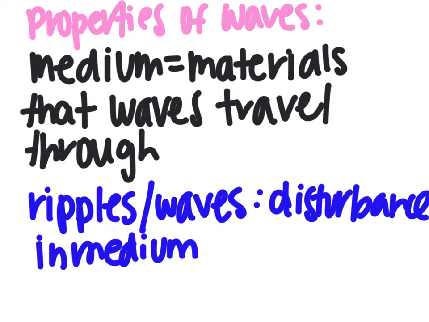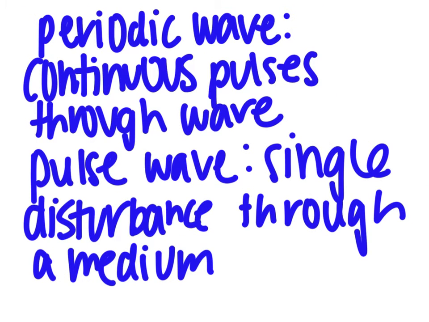The 5th part of Season 11 is properties of waves, and the key part of this is the medium, which is materials that waves travel through, and waves are disturbances in mediums. There are 2 types of waves: periodic waves, which are continuous pulses through the wave, and pulse waves, which are a wave that you can create by connecting a string to a wall and moving the string up and down, and these are single disturbances through a medium.